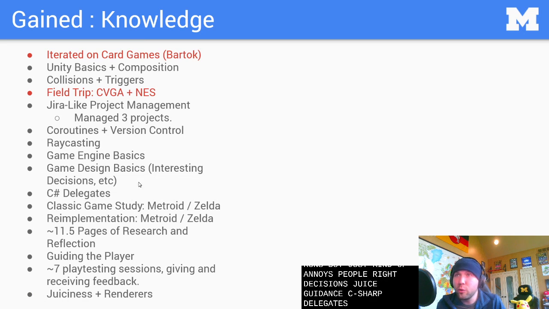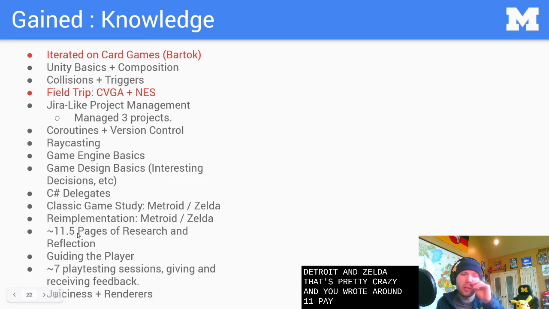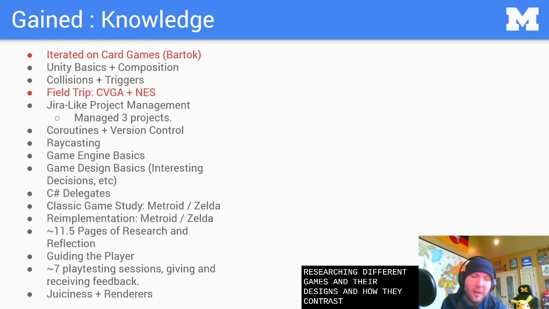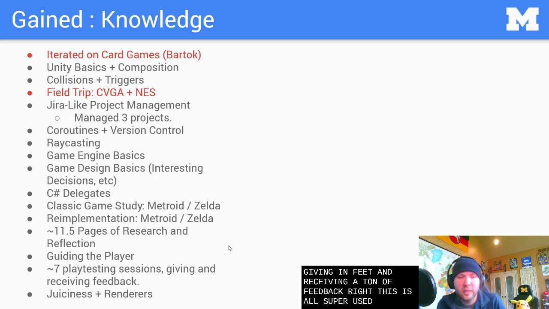Metroid. You re-implemented Metroid and Zelda. That's pretty crazy. You wrote around 11 pages on researching different games and their designs and how they contrast. You know about guiding the player. You gave around 7 playtesting sessions, giving and receiving a ton of feedback, right? This is all super useful stuff.